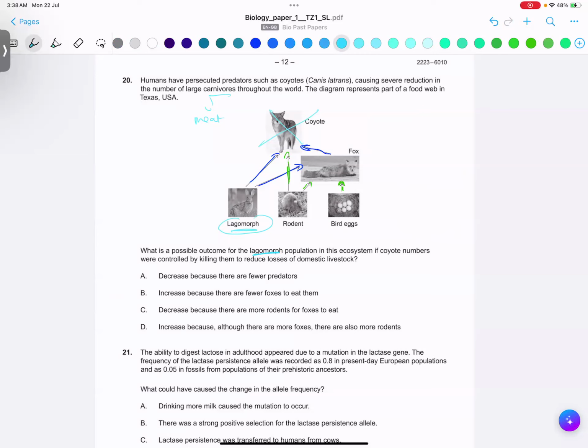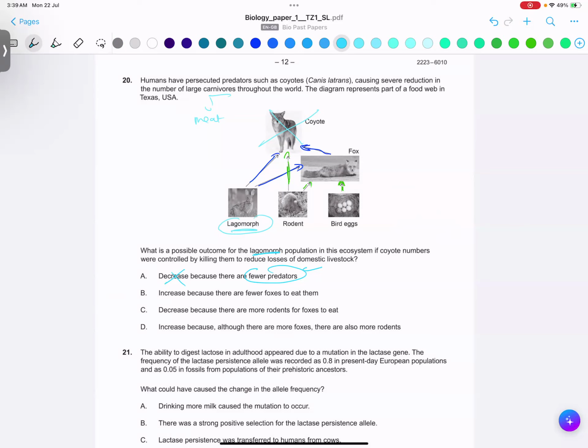So the lagomorphs will decrease because there are fewer predators. Firstly, the only part that's true about this answer is that there are fewer predators. That's true, but the amount of lagomorph won't decrease, because there are actually going to be more. Once the coyote disappears, like they start killing it, there's going to be more foxes, right? But again, there's going to also be more rodents. So technically, no, because there are going to be more lagomorphs.